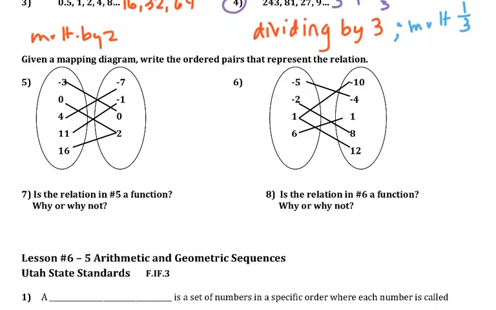Okay, numbers 5 and 6, it says, given a mapping diagram, write the ordered pairs that represent the relation. And so we are missing the arrows there. We are going to write the ordered pairs. So negative 3 goes with 0, and 0 goes with 2, and 4 goes with negative 7, and 11 goes with negative 1, and 16 goes with 2. And that's my relation. Number 6, same thing.